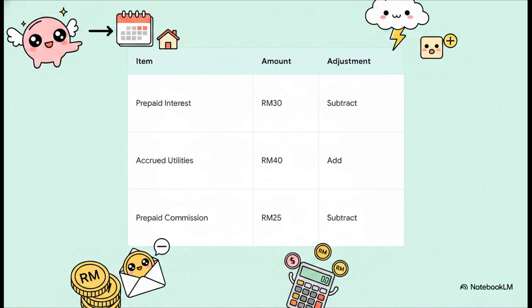On the flip side, we have accrued utilities of RM40. We haven't actually paid this cash out yet, but we definitely used the electricity this year, so we owe it right now. Therefore, we have to add that RM40 back into our utility expenses.